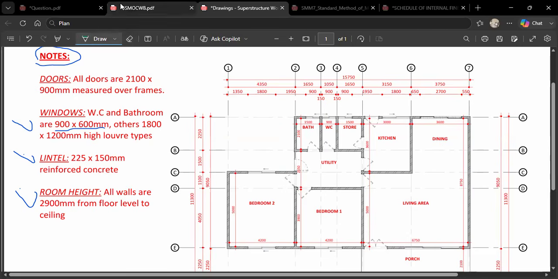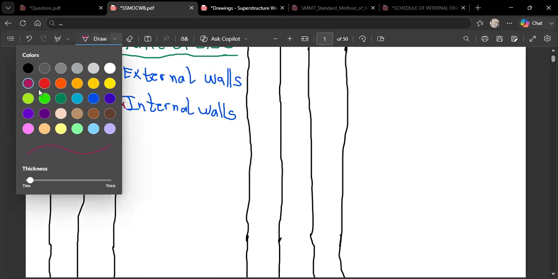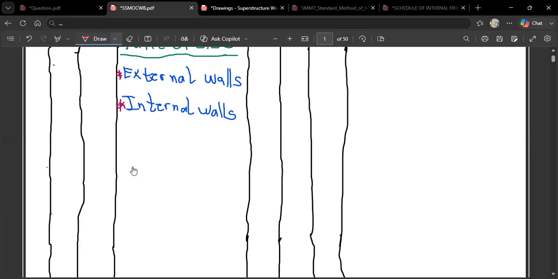Exactly. So we are just going to pull down the one we are beginning with, and the one we are focusing on now is the external. So let me quickly write that down. We are now focusing mainly on external walls for our calculation. Then when we are done, I can take the internal walls.